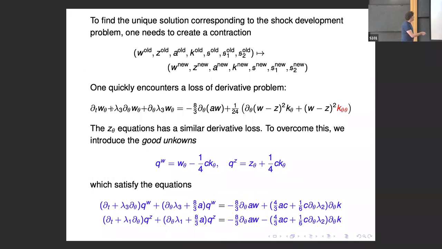And I just missed one thing here, which is that in trying to prove that this is a contraction, one encounters a loss of derivative problem where you end up with the expression of the derivative of W, which has two derivatives of the entropy. To actually close it, you have to introduce what we call good unknowns, where in terms of these good unknowns, you don't get a loss of derivative. And you can only do this at the next derivative level. It's a lot like the Riemann variables, which work at the zero derivative. This is at one derivative level. And you see here that you have no loss of derivative.